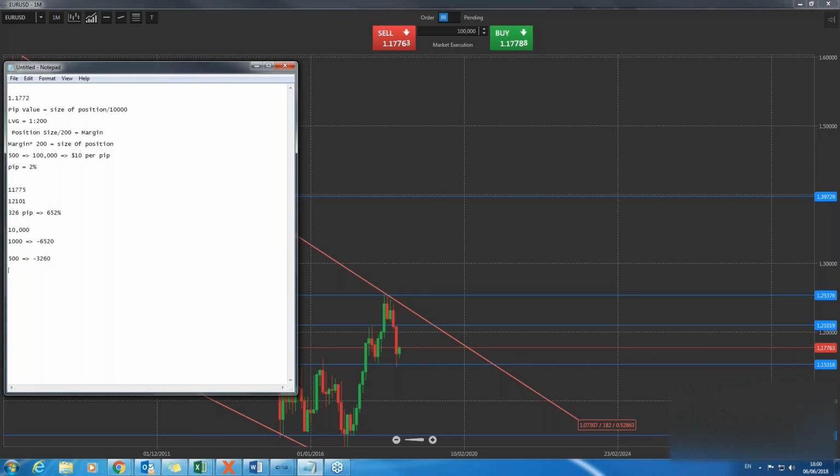Our current rate, 1.1776. Our target price, 1.0500. Difference in pips, 1276. I hope, guys, that you understand this calculation already. That's 11,776 minus 10,500. So 1276 pips.